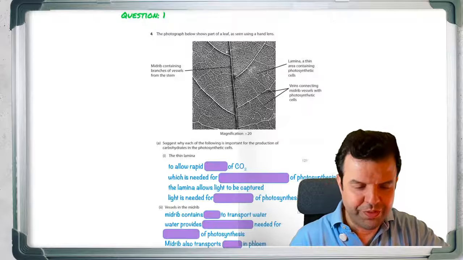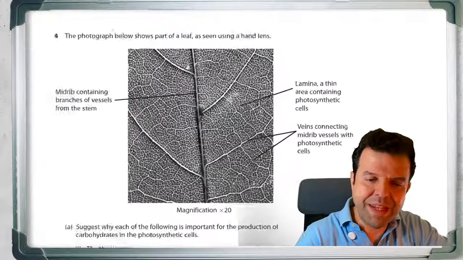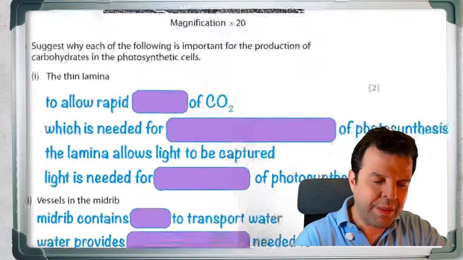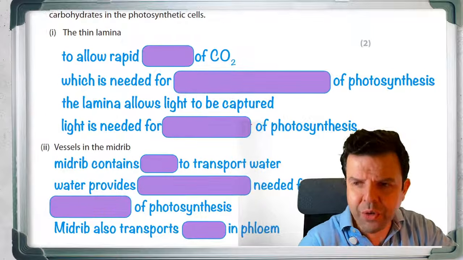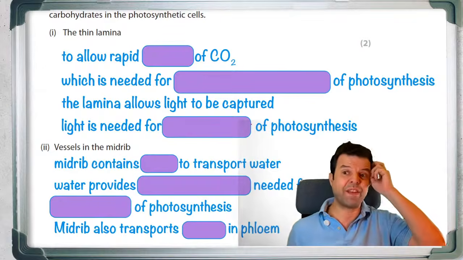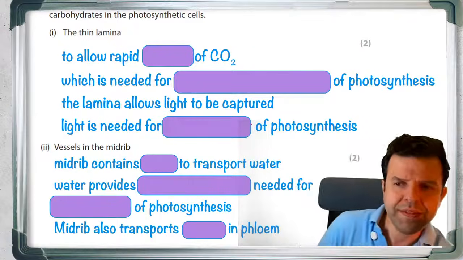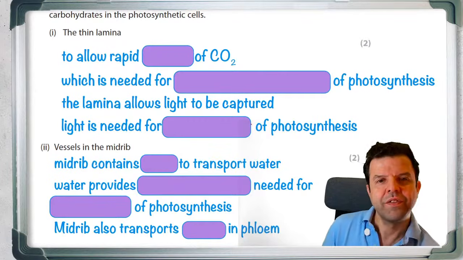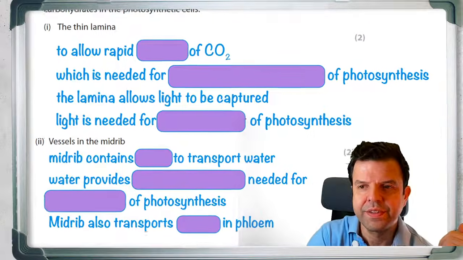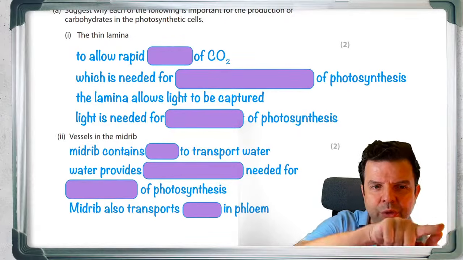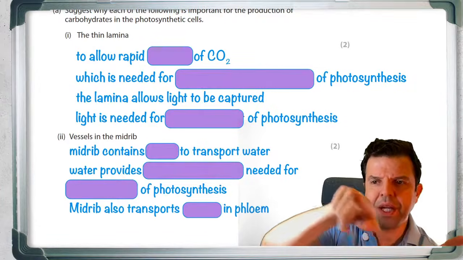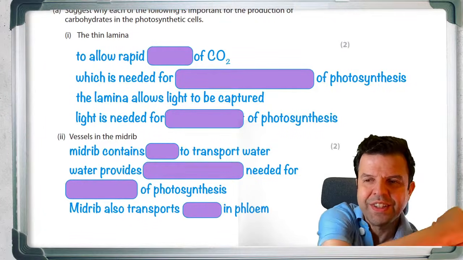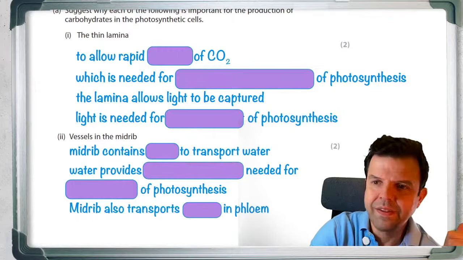Another question. Here I have a leaf, okay? And they said, why is it a good thing that the leaf is thin? Do you guys still remember what's the great advantage of leaves being thin? To allow rapid diffusion of CO2. So what am I supposed to say there? Good job.